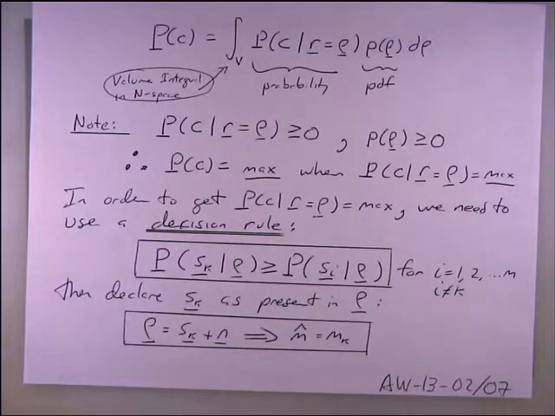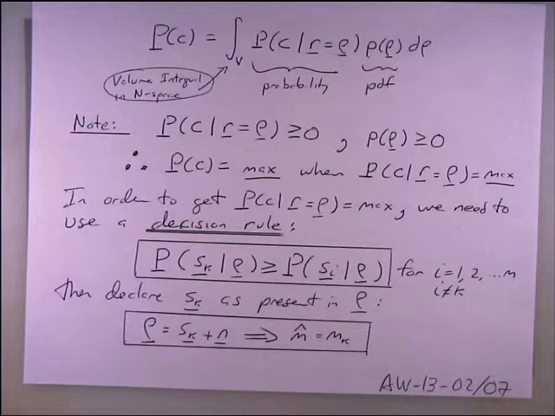So this is good. Because now what we want is the probability of correct reception to be a maximum, and this is achieved. So we're building up this story. The probability of correct reception is a maximum, and because these guys are positive, that conditional probability, we have a PDF, and we want this guy to be a maximum. In order to get that conditional PDF to be equal to a max, we come up with a decision rule. And what's that decision rule?